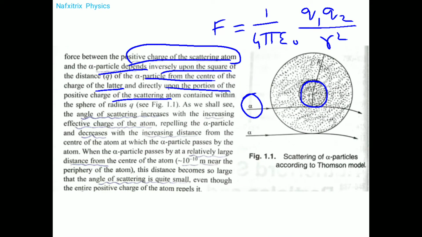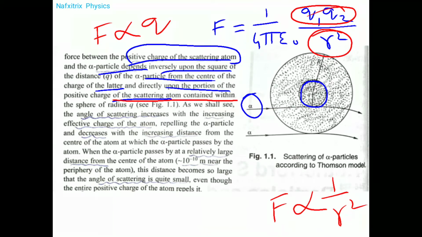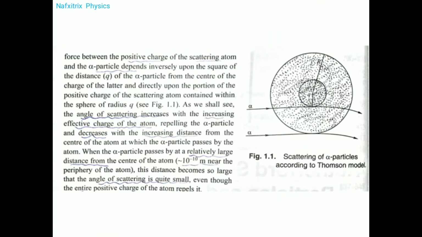From this we can see that the repulsive or attractive force between two charges is directly proportional to the charges, so F is directly proportional to the charges, and it is inversely proportional to the distance between them, so F is inversely proportional to the square of the distance between them. That is what has been explained over here. It's just a simple thing, so not much explanation is required for this.